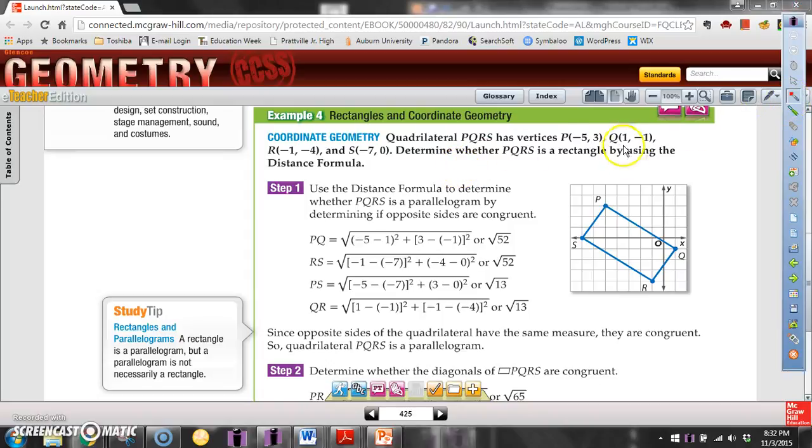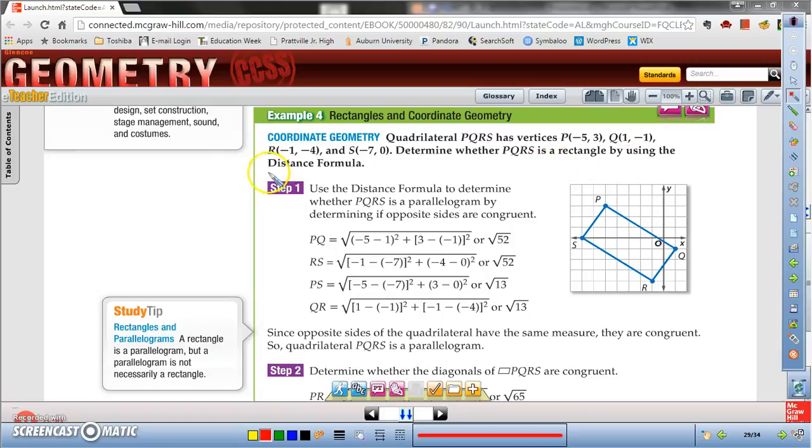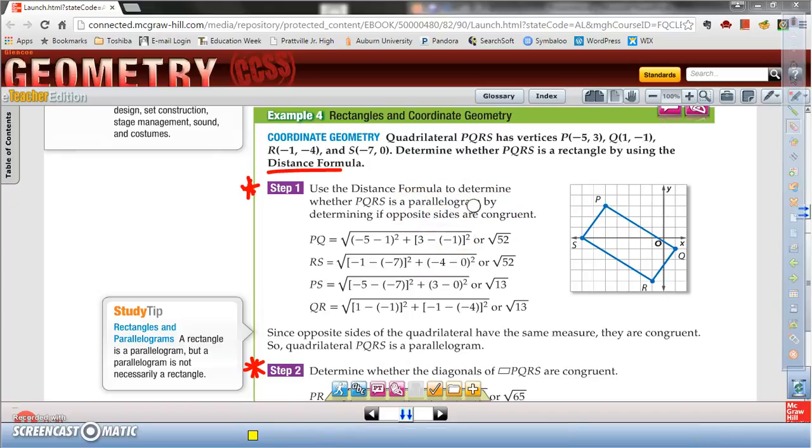Specifically, it tells us here to use the distance formula to make this determination. Okay, so there's two things that you're going to have to determine. The first thing is determine whether or not it's a parallelogram. Because a rectangle, first and foremost, is a parallelogram with some further specifications. So if it doesn't meet the original criteria of being a parallelogram, then the other things don't matter. So I first have to determine that it is a parallelogram.